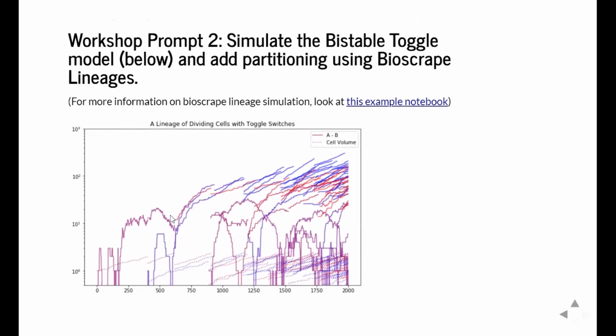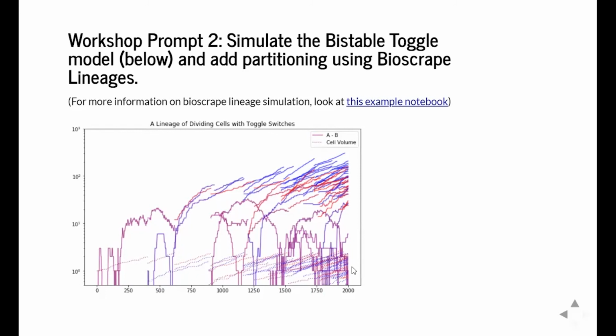And another thing that I will lead people through if you want to learn about partitioning is how to use Bioscrape lineages to add partitioning effects to a CRN. And this is sort of a teaser for what that looks like. Here, what you're seeing is each of these lines is a single cell that then divides into 2 more cells and divides again and again. And each cell has a volume in these dotted lines.